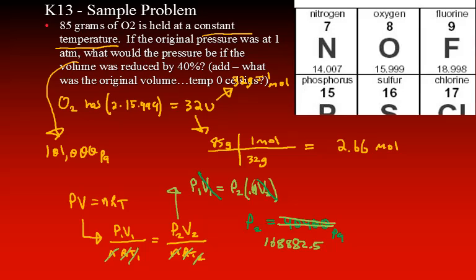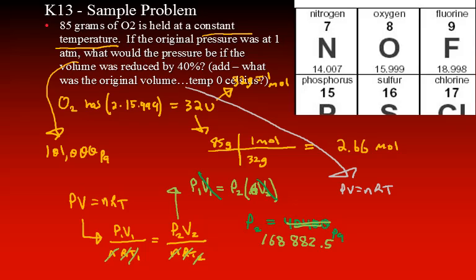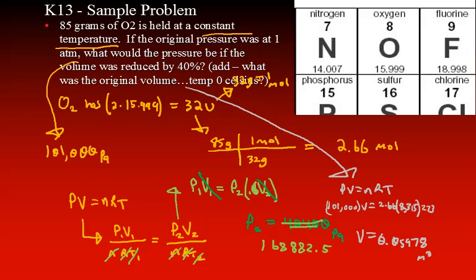And then from there, we can find the original volume. That would be pressure 2. The original pressure is 101,000 pascals, and we have our other values there with moles. And so the original volume is 0.05978 meters cubed.